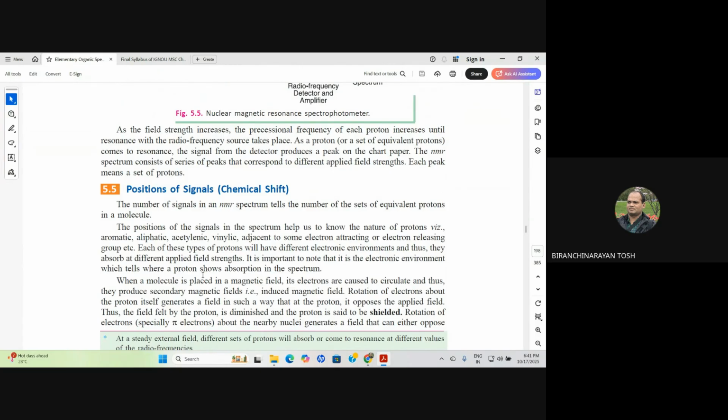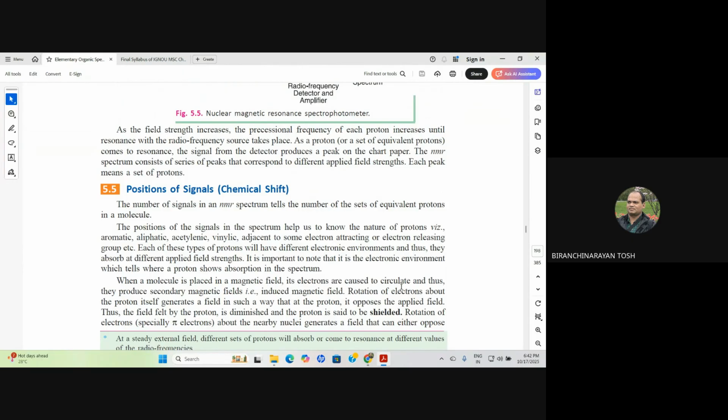So when a molecule is placed in a magnetic field, its electrons are caused to circulate, and thus they produce a secondary or induced magnetic field. The proton nucleus is charged, so it produces a magnetic field, and electrons are also revolving, so they will also produce a magnetic field, the induced or secondary magnetic field. So what will happen is that the magnetic field of the nucleus and the magnetic field of the electron may oppose or may enhance each other. So that's why the peak position will change.